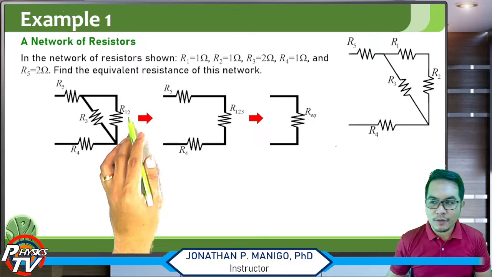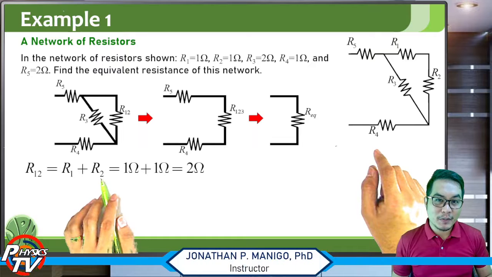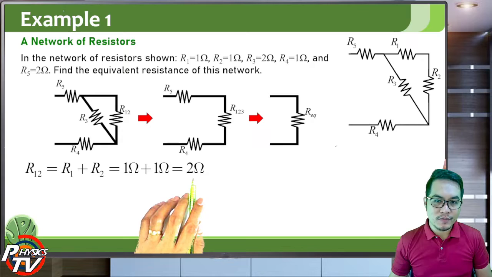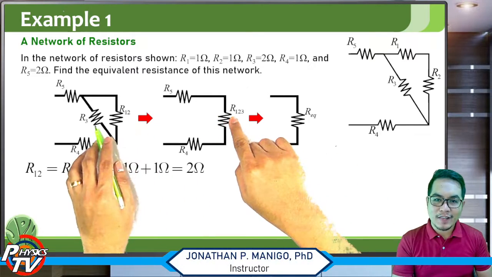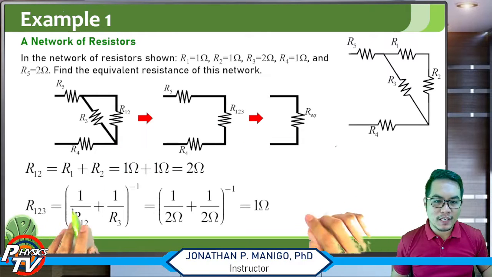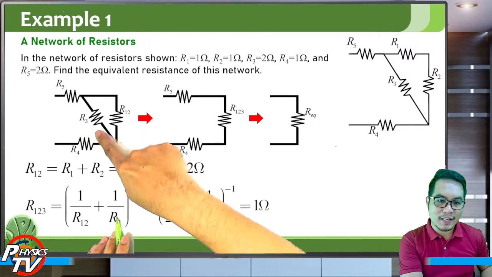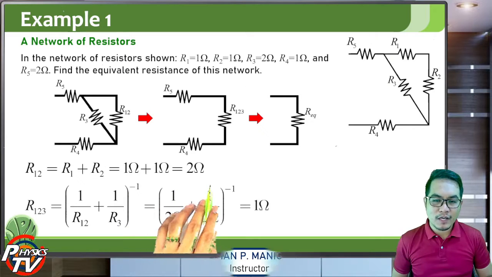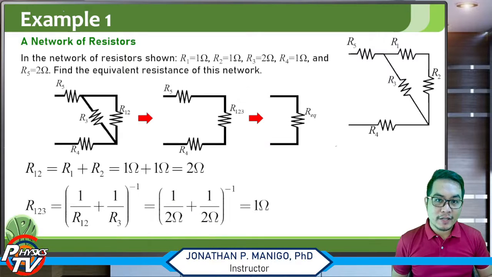So first, let's solve for R12. R12 is a series connection, so it is just R1 plus R2. You just add the 2 resistances: 1 ohm plus 1 ohm, you get 2 ohms. So R12 is 2 ohms. And then we solve for R123, the parallel connection between R12 and R3. From the formula, R123 is 1 over R12 plus 1 over R3, and then take the inverse. So you have 1/2 plus 1/2, which gives 1 over 1 ohm, and you take the inverse of that: 1 ohm.